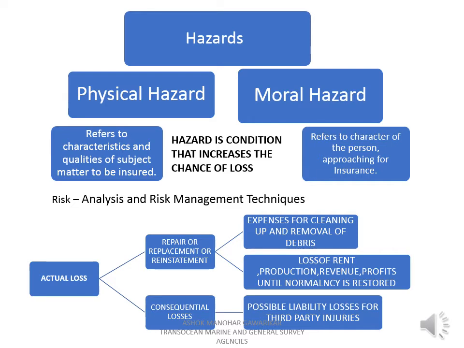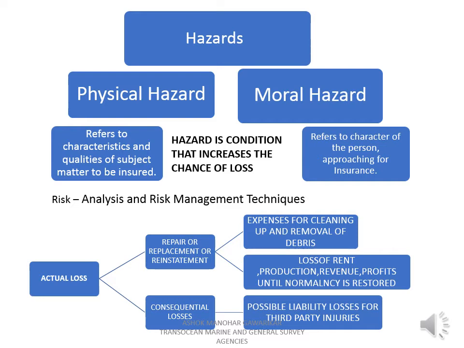So what is a physical hazard? It refers to the characteristics and qualities of the subject matter of the insured. For example, smoking is a physical hazard. Fire is a physical hazard. Petroleum products are hazardous. With edible oil, fire peril is possible. So considering the characteristics of a particular item or commodity, you know whether it is hazardous or not.